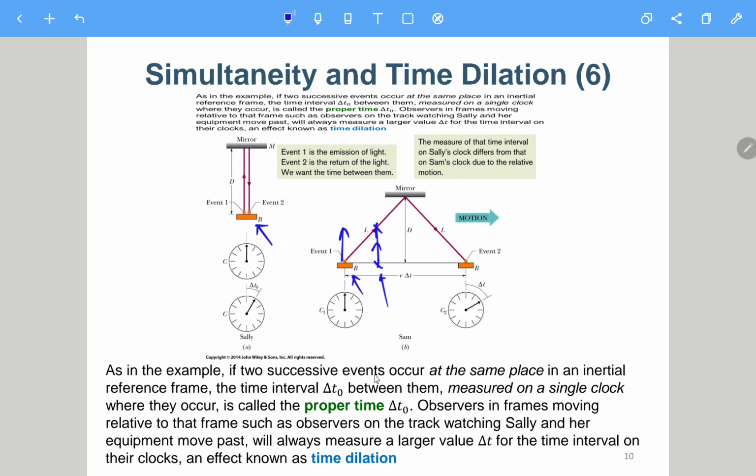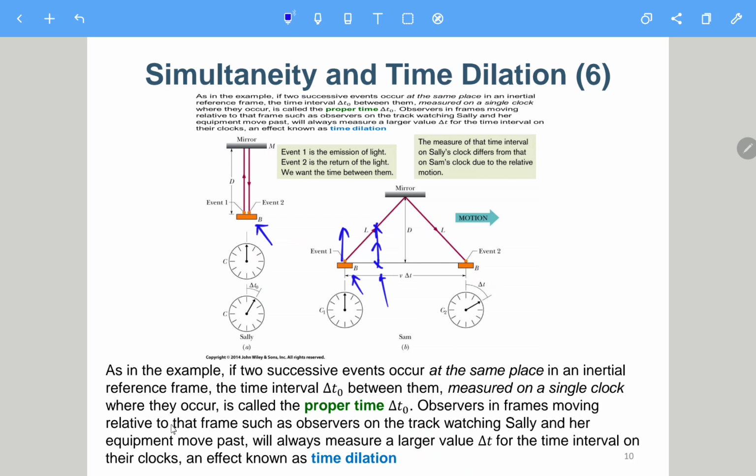Okay, it says if two successive events occur at the same place in an inertial reference frame, the time interval delta t0 between them is measured on a single clock where they occur. So it uses a single clock to measure this one, because you can just put the clock at this point to measure the time of the light starting to transmit and being received at this point. But here it needs two clocks. One clock here tries to transmit the light towards the mirror, and then the other clock should be placed here to measure the time it takes to receive the light coming back.